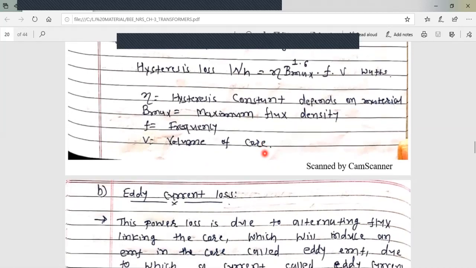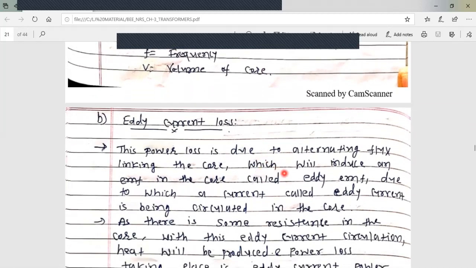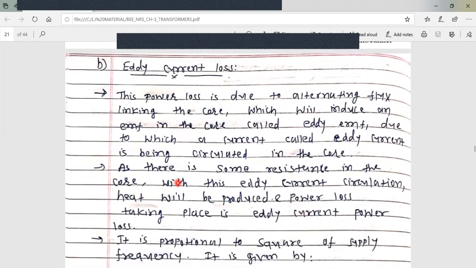Second is eddy current loss. In the same way, when flux links the core, it induces an EMF in the core, and that induced EMF is known as eddy EMF. Due to that EMF, a current flows in the core, which is known as eddy current. As there is some resistance in the core, the circulation of this eddy current produces heat, or power loss, in the core. This loss is known as eddy current loss.